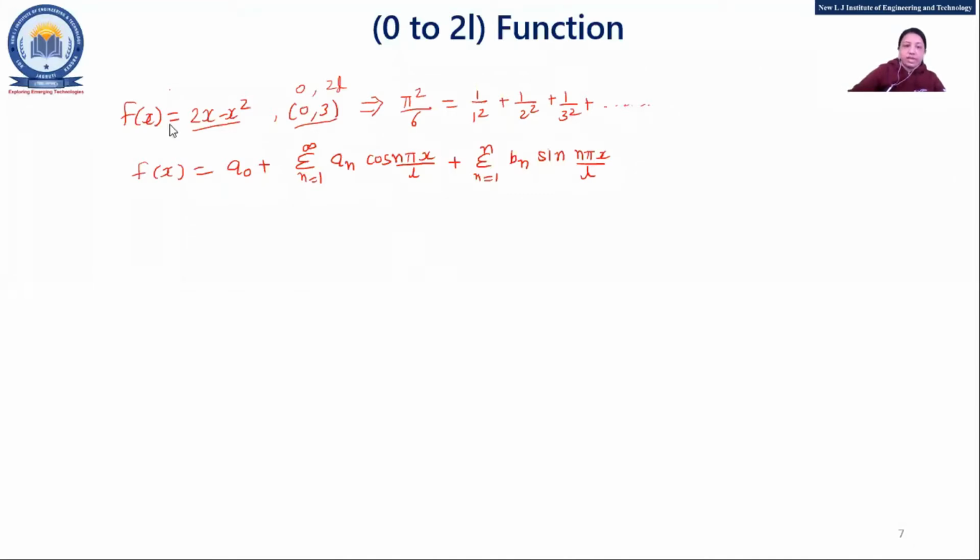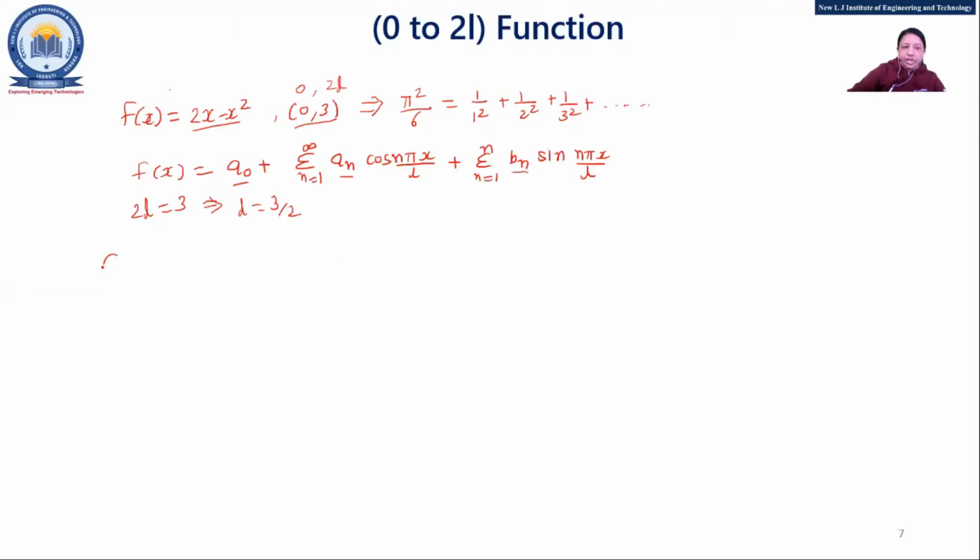What is the value of L? 3 by 2. Okay, thank you. 2L equal to what? 3. Fine. So you will get L equal to 3 by 2. Now, what is the equation? Now the next step is what? Find out A0, AN and BN.